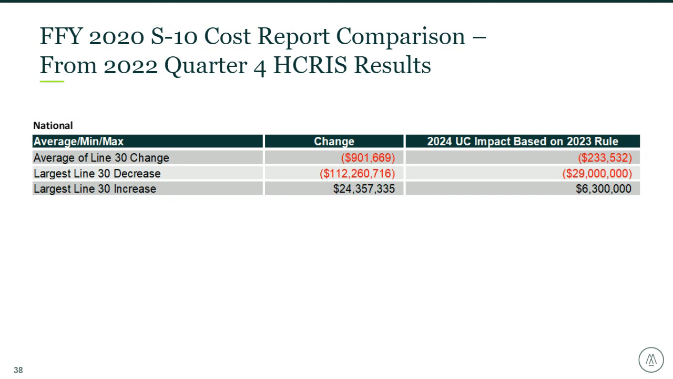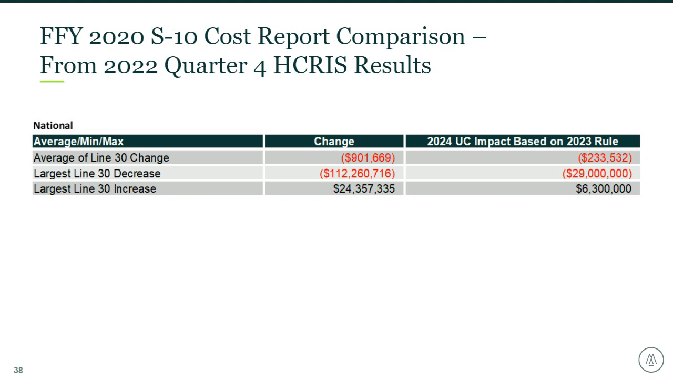Overall, there were over 1,200 hospitals that saw a decrease, while only 300 saw an increase. And you can see that, on average, the reduction was $901,000. You're looking at almost $1 million in average audit adjustments for providers that they're losing out on their line 30.